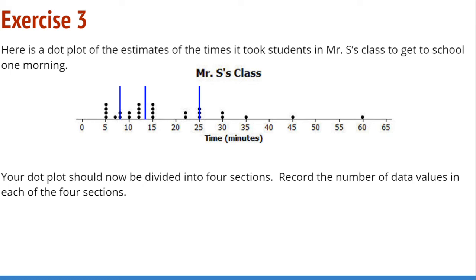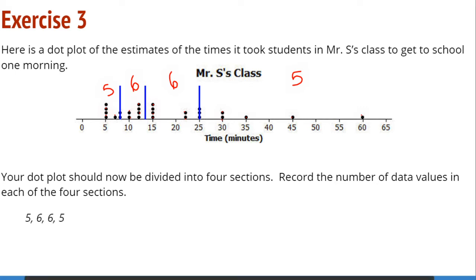So our dot plot should now be divided into 4 sections. Record the number of values in each of the 4 sections. How many do I have in each spot? Well, I've got 1, 2, 3, 4, 5. 1, 2, 3, 4, 5, 6. 1, 2, 3, 4, 5, 6. And 1, 2, 3, 4, 5. So I've got 4 pretty equal-sized groups here.